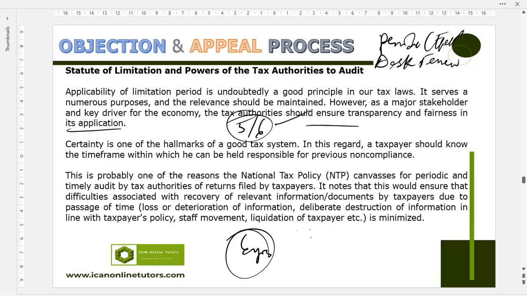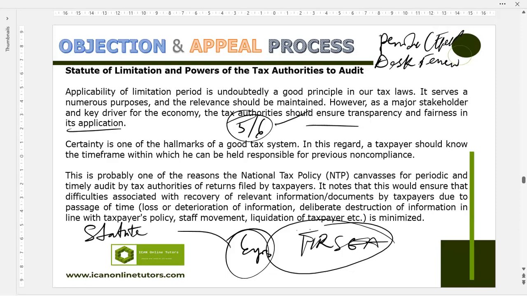Are we together? The Federal Inland Revenue Service Establishment Act further stipulates that no officer shall make a demand for an understatement or erroneous repayment of tax after 5 years. That's their own act, saying that none of its officers shall make demand for an understatement or repayment of tax after 5 years. So it is illogical to see the tax authorities carry out audits exceeding this period. When you see them doing that, you tell them it is statute barred.